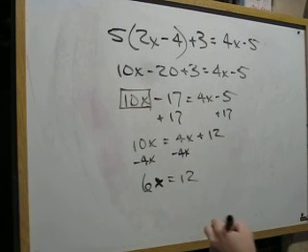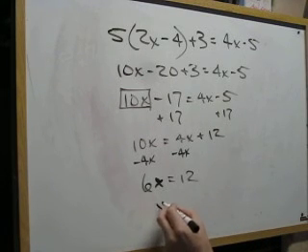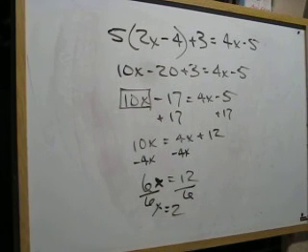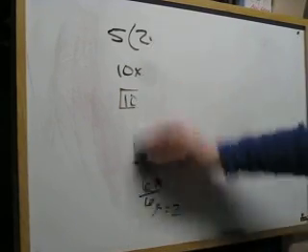Alright, so now that I have 6x equals 12, I divide both sides by the 6, and I get x equals 2, which is the answer I want. Alright, so we're going to go on with 4.4b, so go ahead and turn this off and get ready for the next part of this.